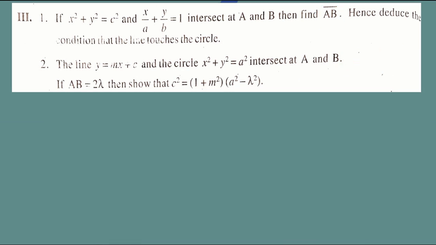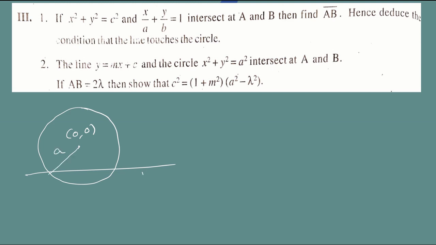You can see that this is also the same thing. We have this time the circle x square plus y square is equal to a square. That means center is 0, 0, radius is a. And this line is y equal to mx plus c. So again we have to find the length of the intercept. It is given that it is intersecting the circle in the points A and B. You have to find length of AB.